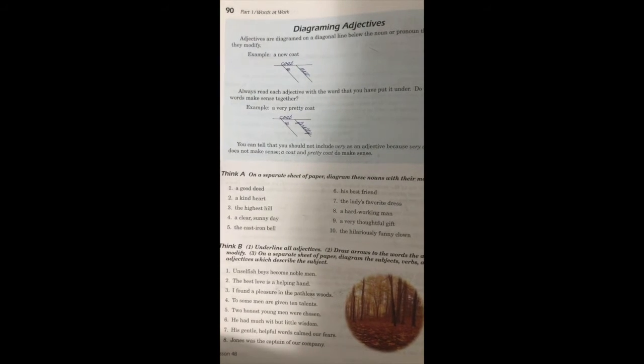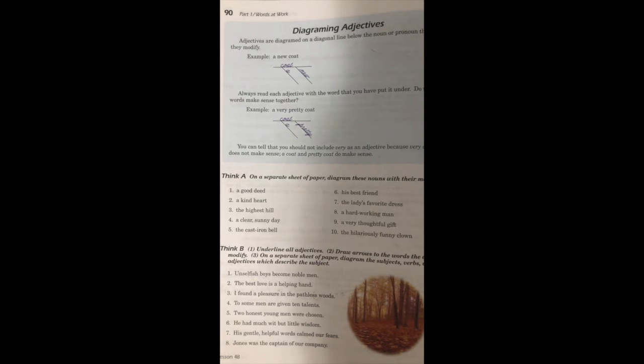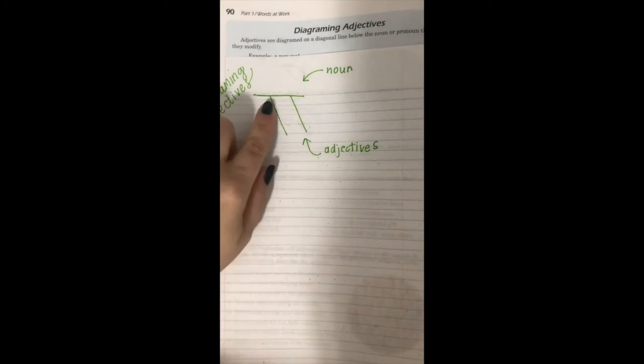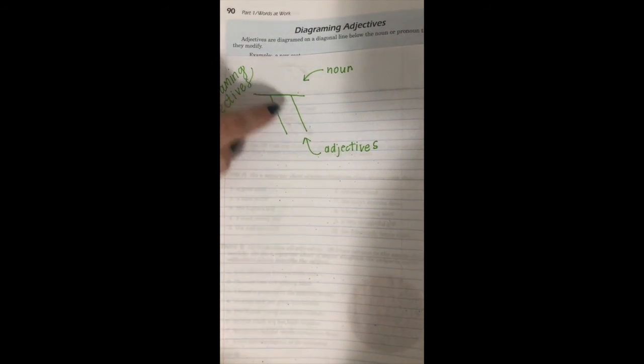And here for our language arts assignment for Thursday, here on page 90, we are going to diagram adjectives. Now, the good thing is diagramming adjectives is easier than diagramming complete sentences as we've been doing before with our subjects and our verbs, and I'm going to show you how. So here I made a separate sheet of paper, and all you do is when you're diagramming adjectives, you're going to put the noun on the top line and then any adjectives, any describing words on the diagonal lines, and that's it. So the word you're describing, the describing words.